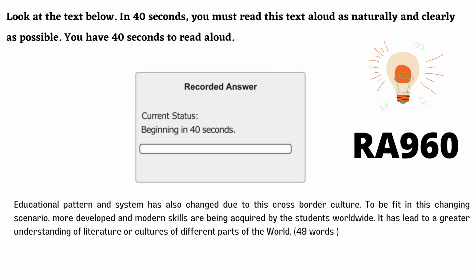Educational pattern and system has also changed due to this cross-border culture. To fit in this changing scenario, more developed and modern skills are being acquired by students worldwide. It has led to a greater understanding of literature and cultures of different parts of the world.